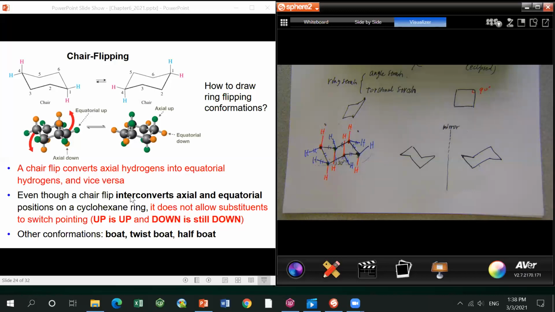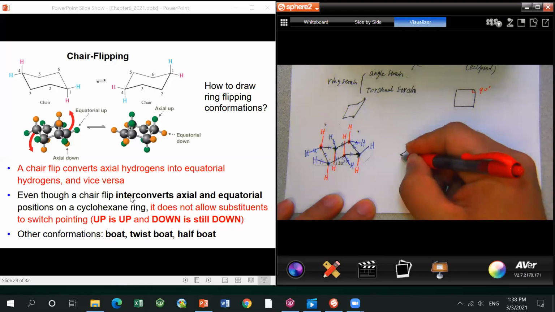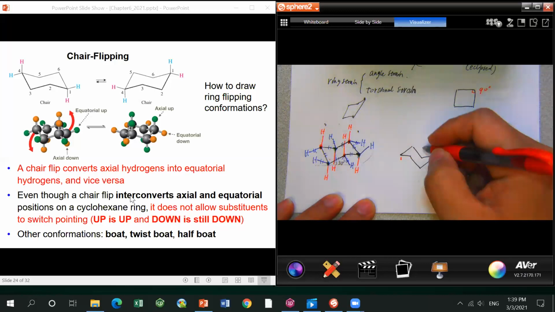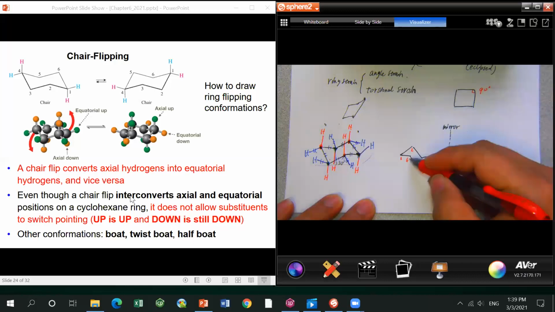Step number 2: you need to number the carbons. When you number the carbons, you don't do the mirror imaging. You have to go in the same direction, from the same positions. What does that mean? We do it one by one. Assuming we start with this carbon, we go clockwise: 1, 2, 3, 4, 5, 6.